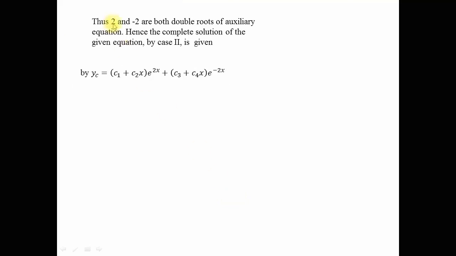Now the complementary solution. Since 2 and minus 2 are both double roots of the auxiliary equation, the complementary solution of the given differential equation by using case number 2 is y_c equal to (c1 plus c2x) e^(m1x) plus (c3 plus c4x) e^(m2x). So we consider m1 is equal to 2 and m2 is equal to minus 2. So the complementary function y_c is equal to (c1 plus c2x) e^(2x) plus (c3 plus c4x) e^(minus 2x).